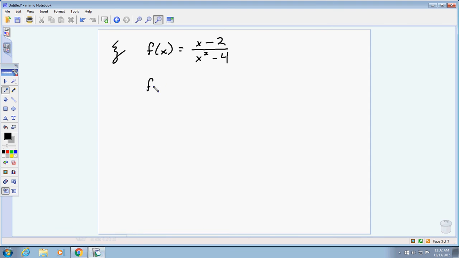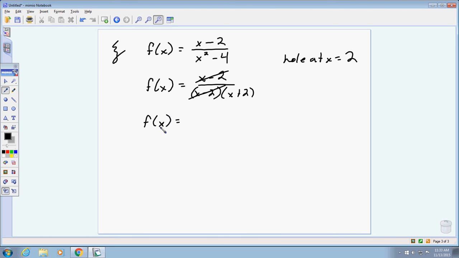So f of x equals x minus 2 over x minus 2 times x plus 2, difference of squares again. It's nice, simple. Well, I see that I got factors that cancel, so right away I got to state all my points of discontinuity. So I've got a hole at x equals 2. And when I write this one step further, 1 over x plus 2, I also have a vertical asymptote at where? At negative 2. So now I've got 2 points of discontinuity on this graph.